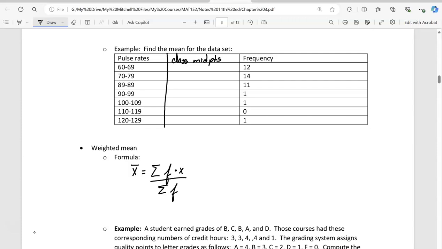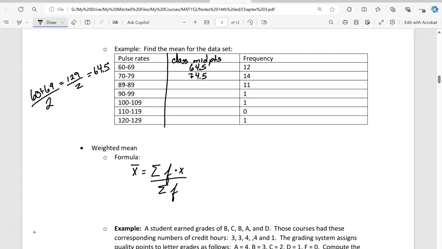Remember, to find the class midpoint, we take the lower bound and the upper bound, add them, and divide by 2. So if I take 60 plus 69, and then divide that value by 2, I'm going to get 64.5. Now I would do the same thing here. 70 plus 79 divided by 2, that's going to give me 74.5.